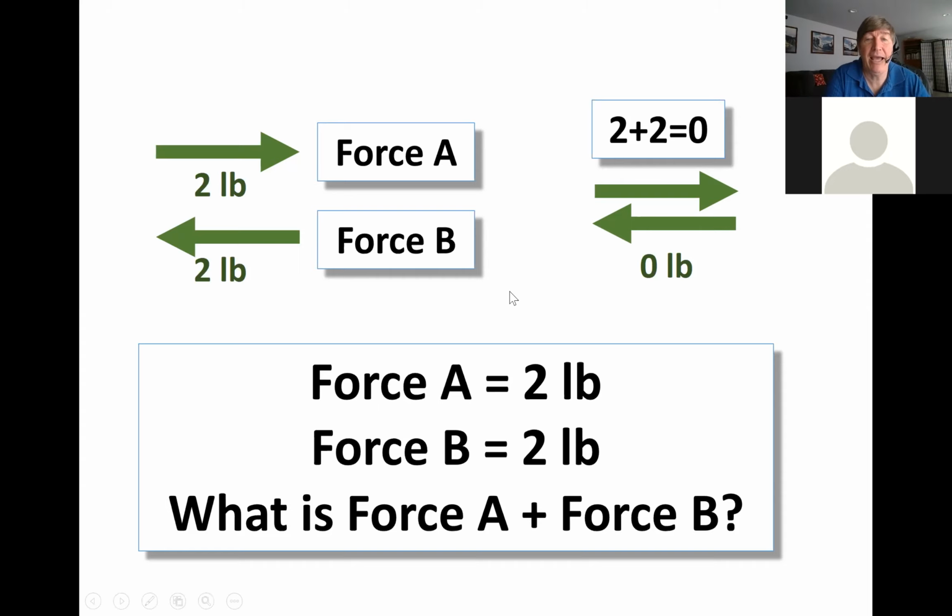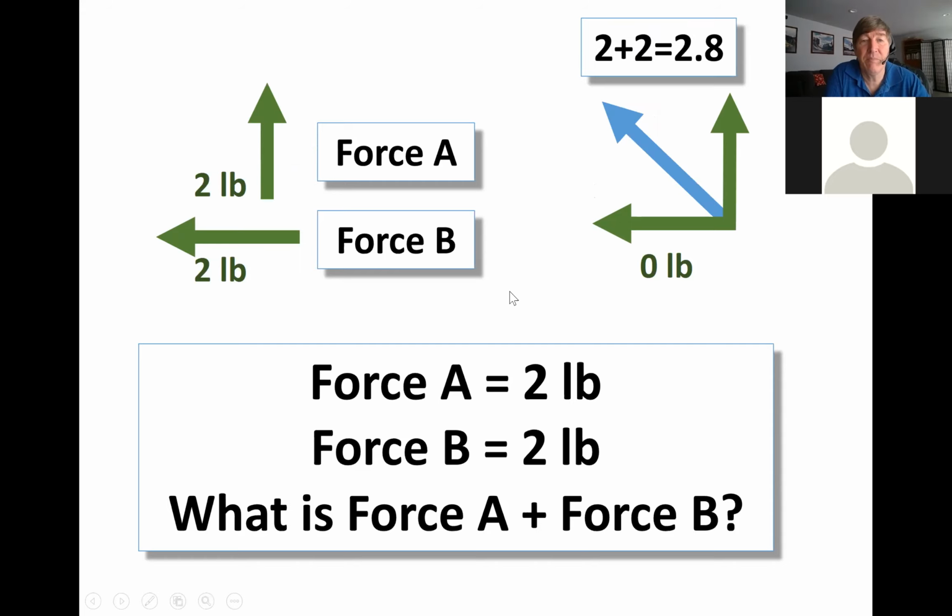Okay. And it even gets more interesting. What if Bob is pushing horizontally and Alice is pushing vertically? In that case, 2 plus 2 does not equal 4 and also does not equal 0. In this case, it equals 2.8. Actually, it's 2.8 something, something, something. It's actually the square root of 8. Hopefully you guys can figure that out.